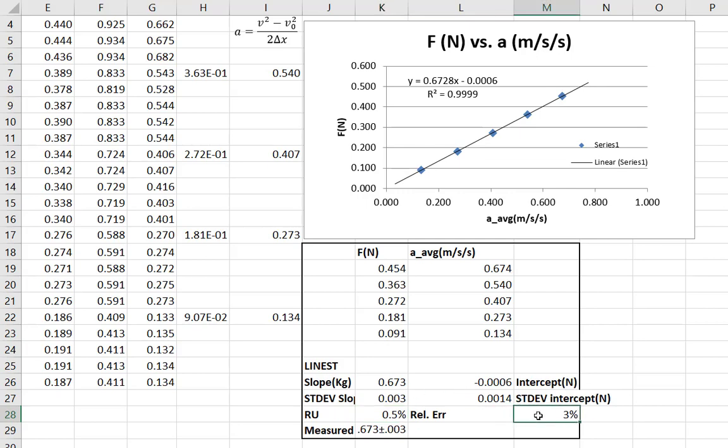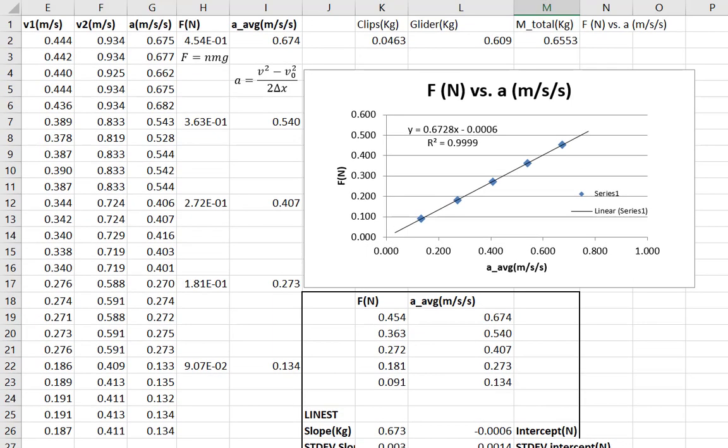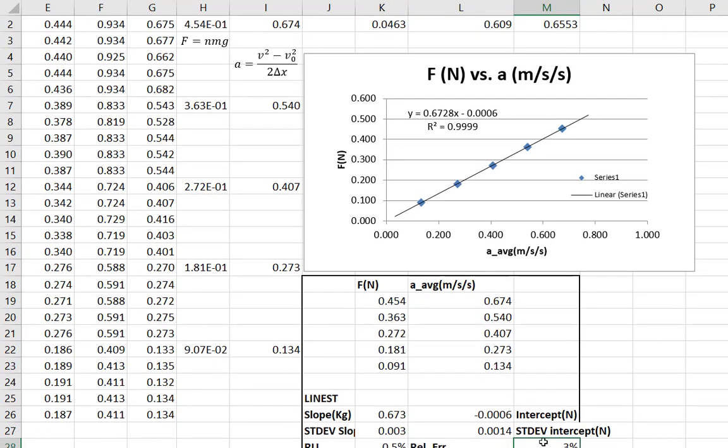And then relative error is, let me scroll this down a little. Okay, relative error is the difference between the measured mass and the calculated slope mass, divided by the measured mass. So we have 3% relative error, but we only have 0.5% of relative uncertainty. Because the uncertainty is smaller than the error, we couldn't prove Newton's second law, but we could at least say that we're 97% sure that the law is working.